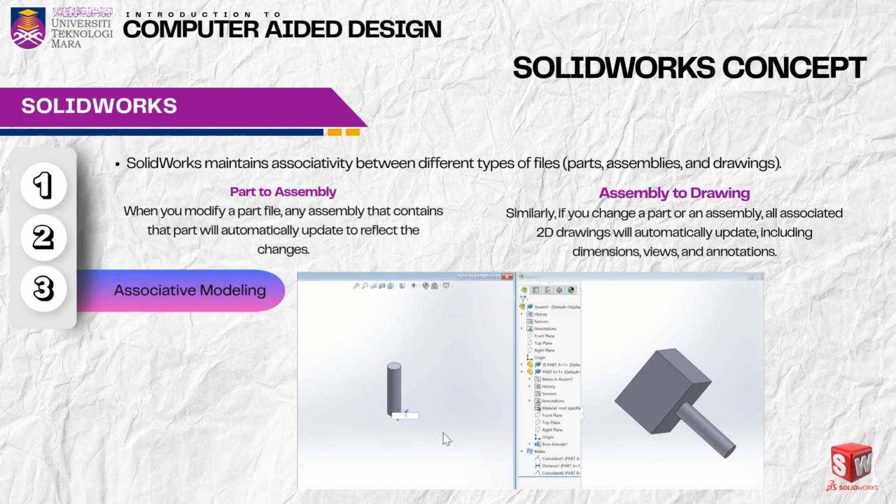Now for the second example: assembly to drawing. Let's say you've created a detailed 2D drawing of your assembly. If you go back and make changes to a part or even the assembly layout, such as repositioning components or adjusting dimensions, all the related drawings update automatically. This includes updated dimensions, new view orientations, and any annotations linked to the geometry. The result: your 2D drawings are always synchronized with your latest 3D model, which helps prevent costly manufacturing mistakes caused by outdated documentation.